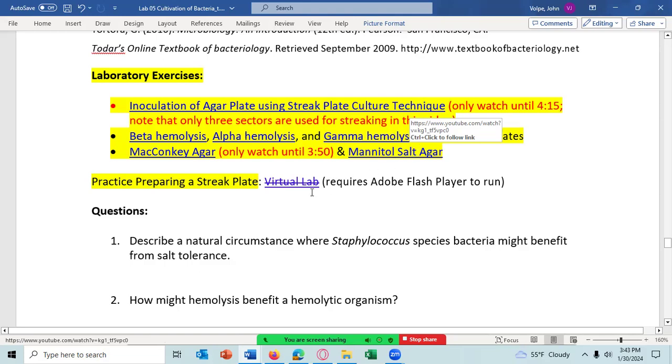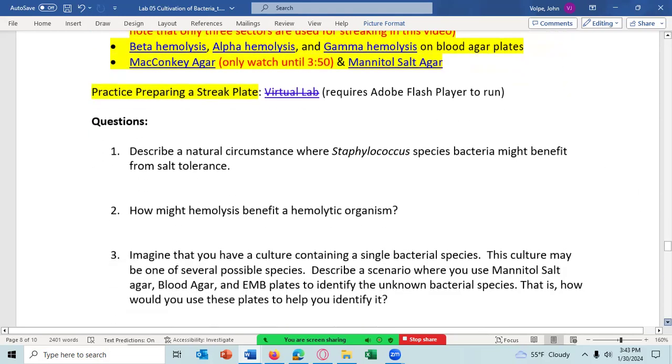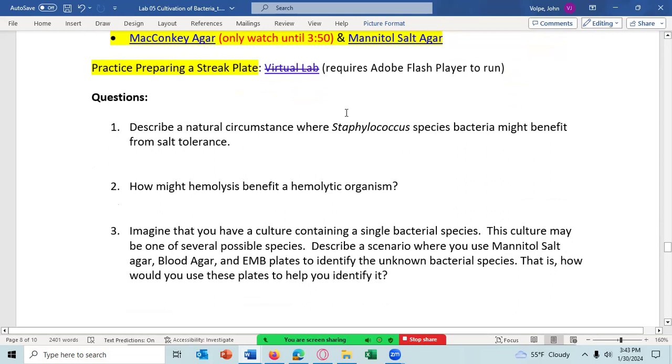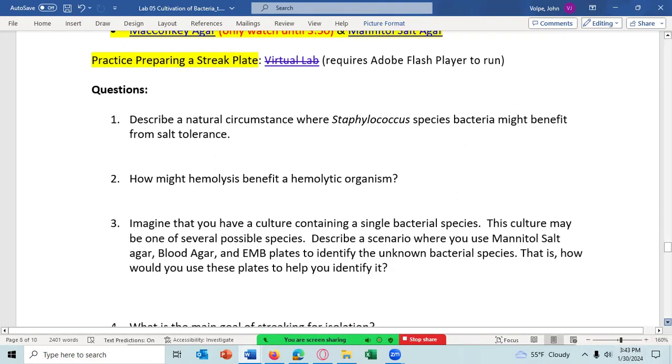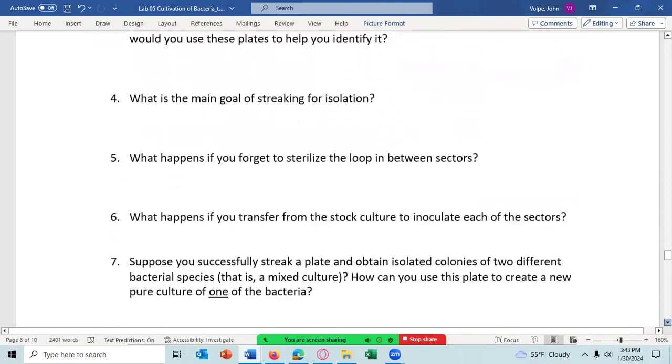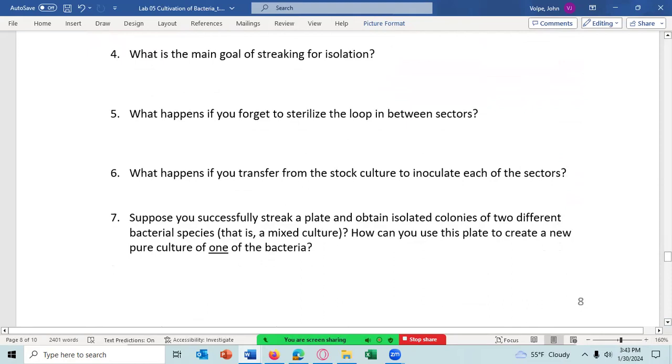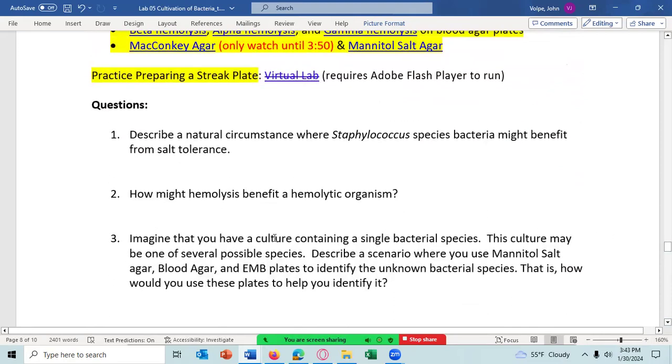We do not have a virtual lab for today because the virtual lab we have requires Adobe Flash Player, which no longer works. And we haven't found a substitute, obviously. All right, any questions? If not, let's go ahead and get started on the lab. Let me go to the worksheet.